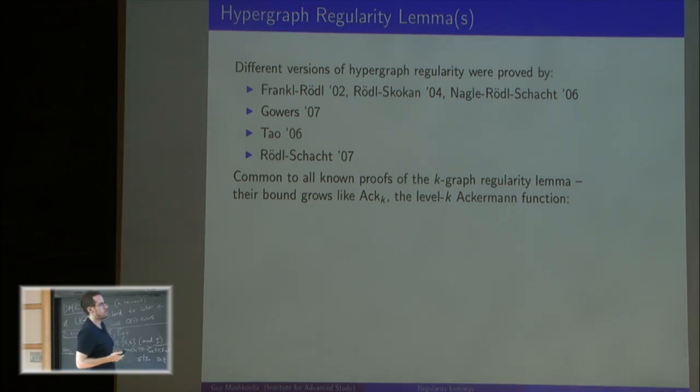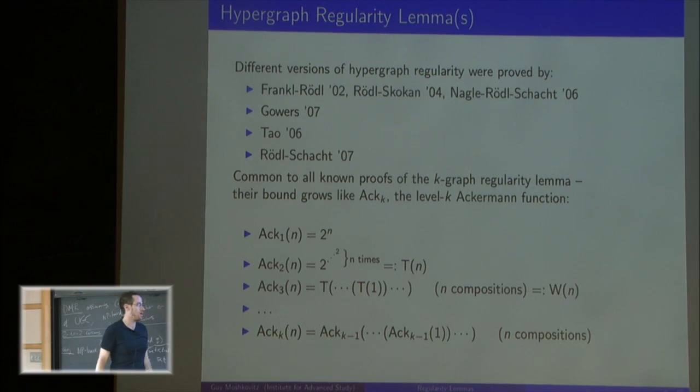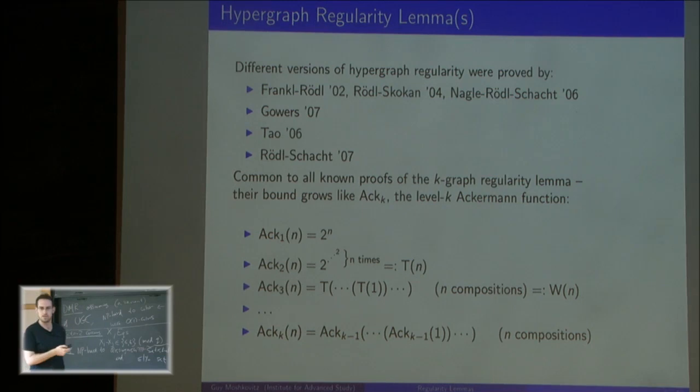So what are the Ackermann functions? It's a family of functions. The first Ackermann function is simply the exponential function, so 2 times 2 times 2, so 2 to the n. The second Ackermann function is the iteration of that, so 2 to the 2 to the 2 to the 2, n times. That's also called the tower function. The third Ackermann function is a tower whose height is a tower, whose height is a tower, etc. And that is called, quite appropriately, the Wowzer function. And in general, the bounds that you get in all of these proofs are Ackermann sub k of something like 1 over epsilon. All of them give basically the same bound, even though the proofs are quite different.